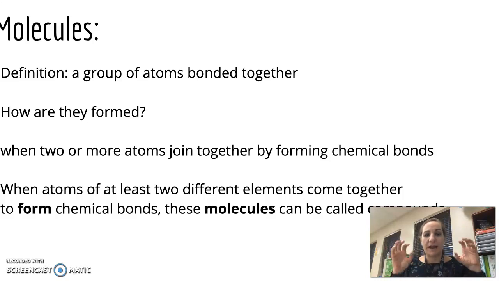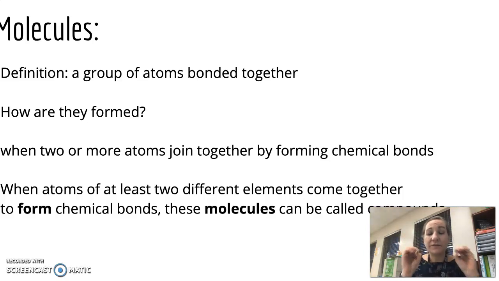Molecules are when we have an atom and another atom and they've bonded together. Now we've made a molecule. So make sure you write the definition down in your notebook, and then how they're formed. It's formed when 2 or more atoms join together by forming chemical bonds. We can have 2 of the same atoms, so like 2 hydrogen, 2 oxygen, or we can have 2 different atoms, like a hydrogen and an oxygen. A molecule is just when 2 atoms now have bonded together.